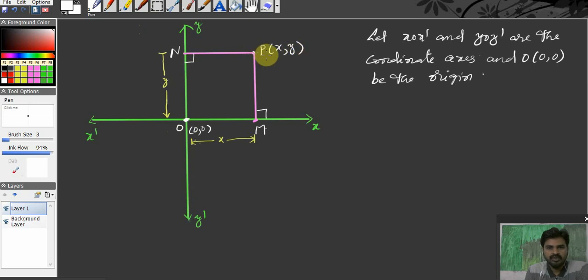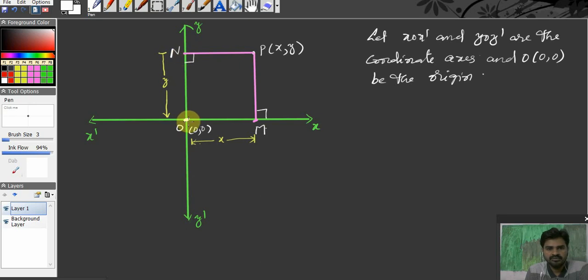When we take a point in a coordinate plane, the very next step is to draw the feet of the perpendiculars from P to the coordinate axes. So I take the foot of the perpendicular from P to the x-axis, which is called M. The foot of the perpendicular from P to the y-axis is capital N.